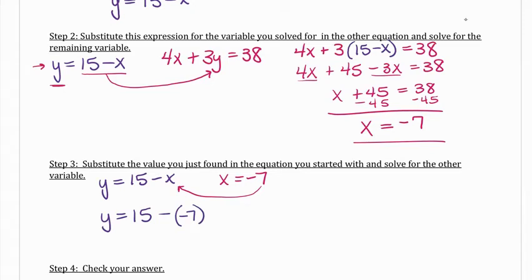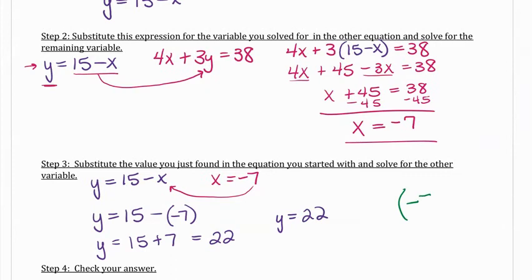Watch your signs. That's where a lot of mistakes can happen. That would mean y equals 15 plus 7, and 15 plus 7 is 22. So we get y equals 22, right? That means the solution to our system as an ordered pair would be negative 7, 22, right? Our x value was negative 7, our y value is 22.